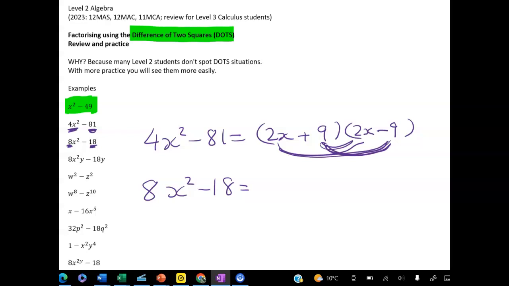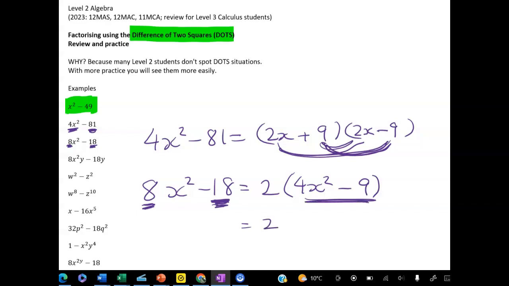In the next one, we add in an additional step. We first check to see if we have any common factors in the coefficients. And here we do. We have 2 times 4x squared minus 9. And now it's very easy to spot that this is a difference of two squares. So 2 times 2x plus 3 times 2x minus 3.